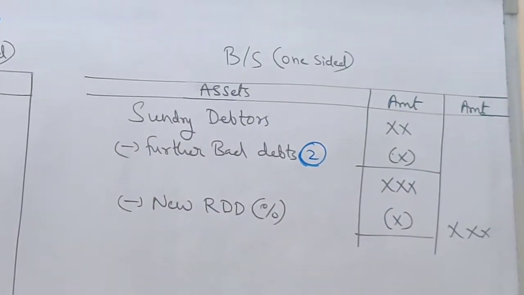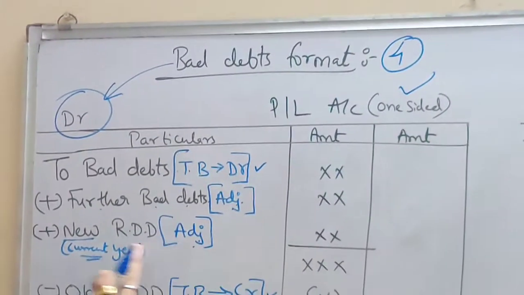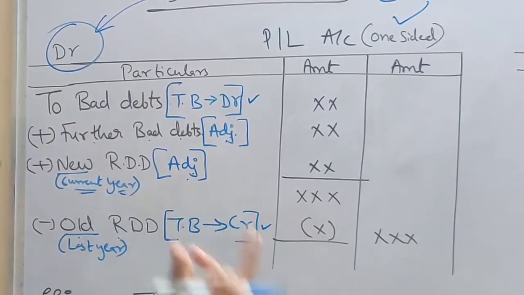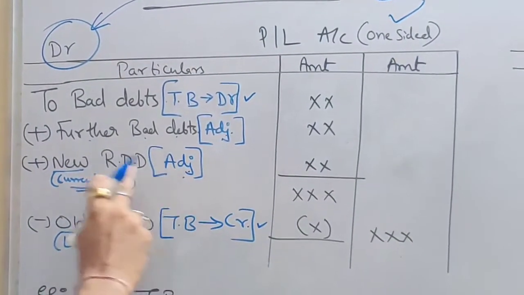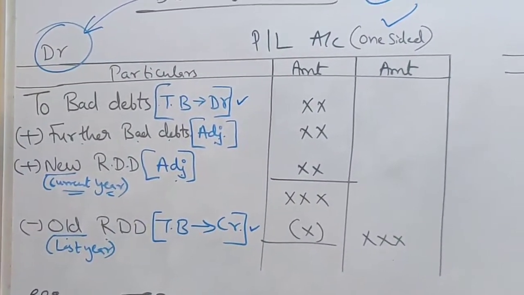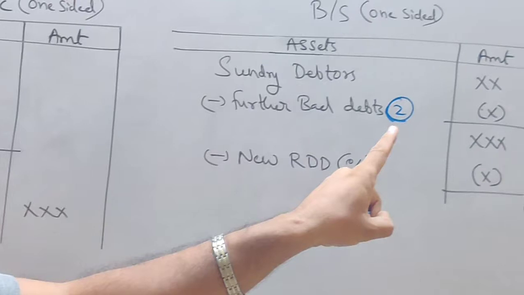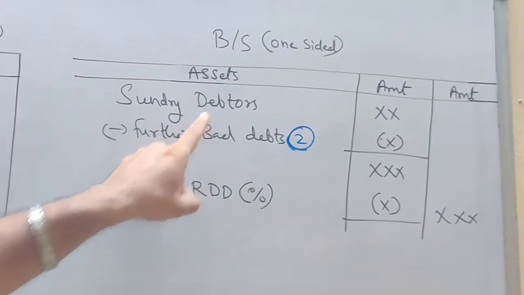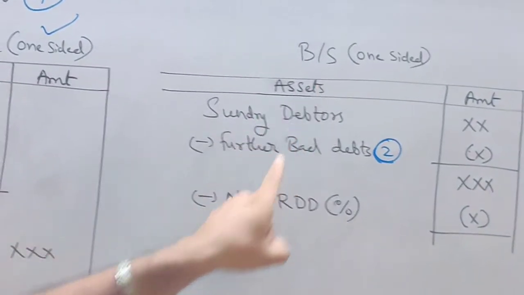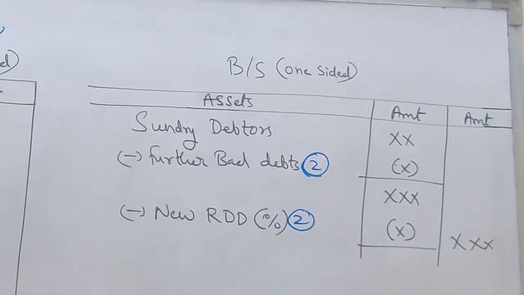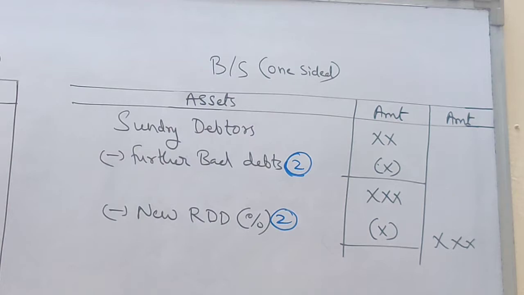Now, you can see that new RDD is also given in adjustment. So again the same thing, likewise new RDD will be given 2 effects. Again this second effect will go in the balance sheet. Inside the balance sheet, again you will minus from your sundry debtors. So this is your second effect. Am I clear with this, students?